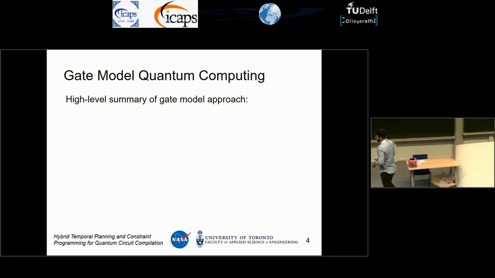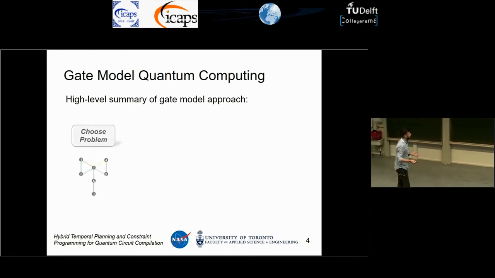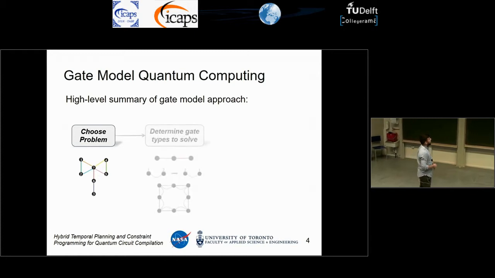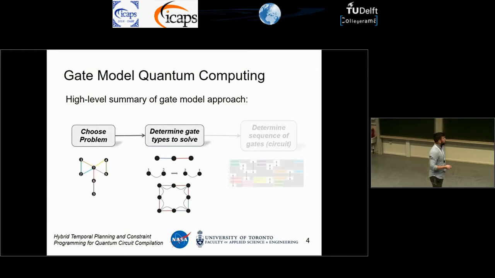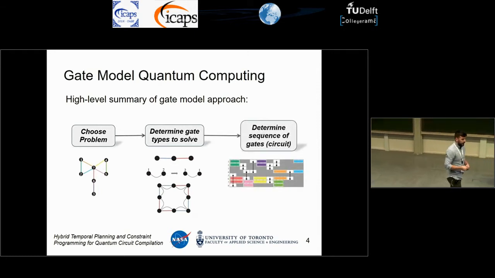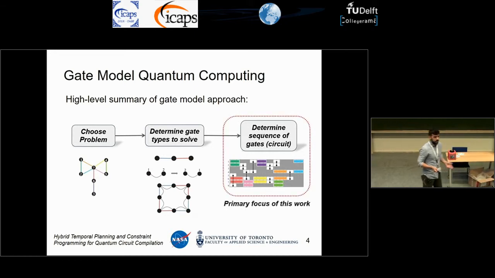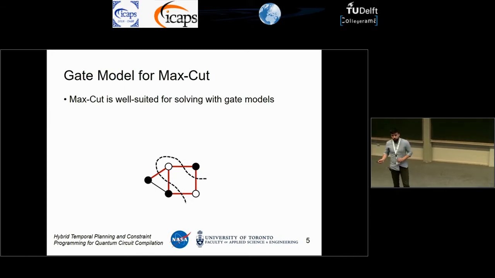So a high-level summary of what essentially happens in gate model quantum computing. We choose a problem. In this case, as I'll say in the future, it's max cut. We determine the gate types that we actually need to solve that problem. And then we're going to determine a sequence of those quantum gates. And that's actually the primary focus of this specific work. So we choose the max cut problem.